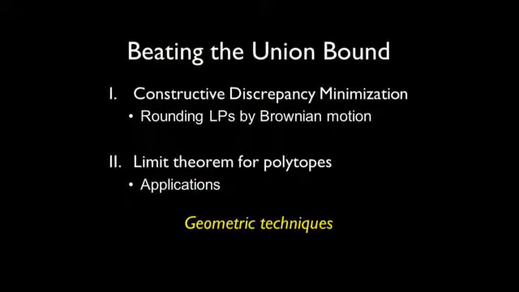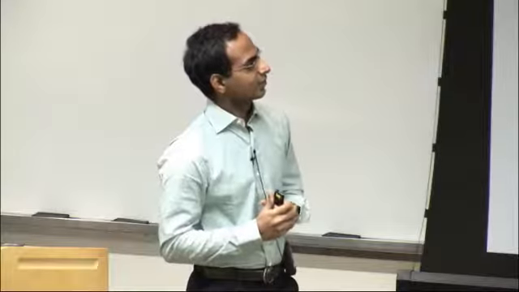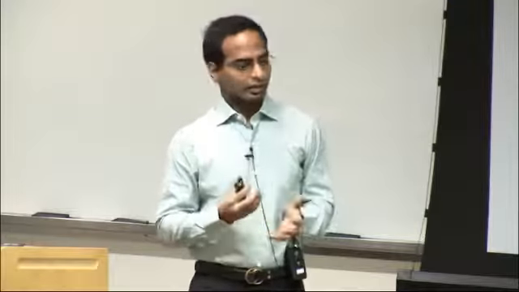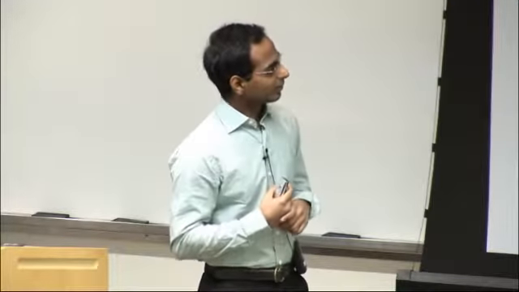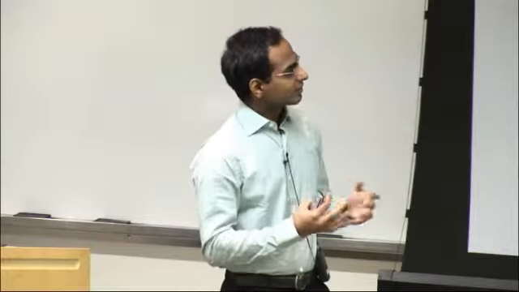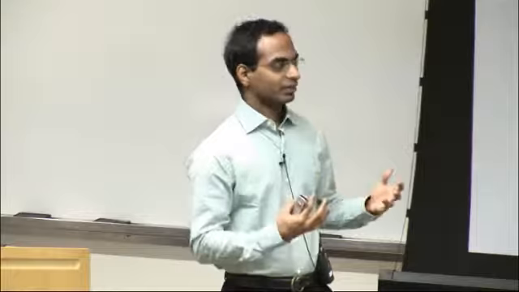So here I'll talk about 2 examples of beating the union bound. The first is constructive discrepancy minimization. And here I'll talk about a new approach for rounding linear programs by Brownian motion. And then I'll talk about a limit theorem for polytopes. And here I'll just state the result and give some applications to learning theory. And in both cases, we will use some nice symmetry and geometric properties of the Gaussian distribution to go past the union bound. And that kind of serves as the underlying or unifying theme between these results.